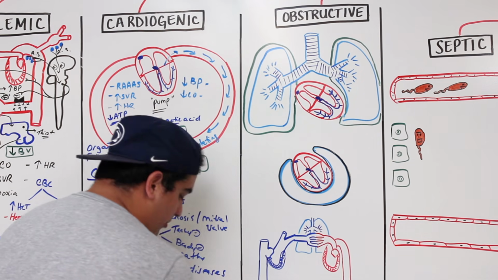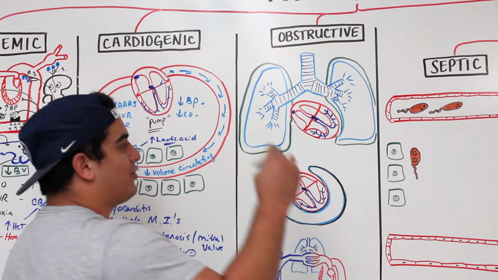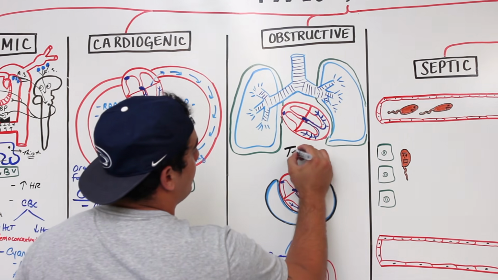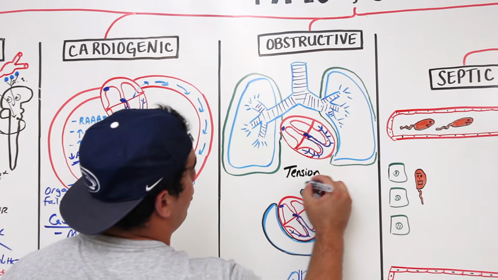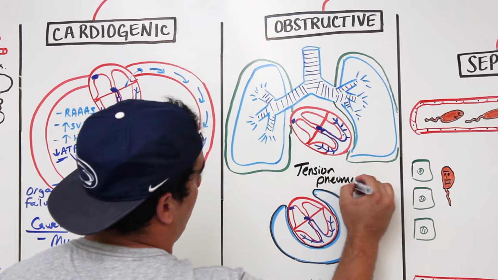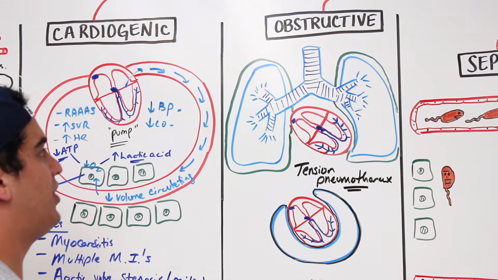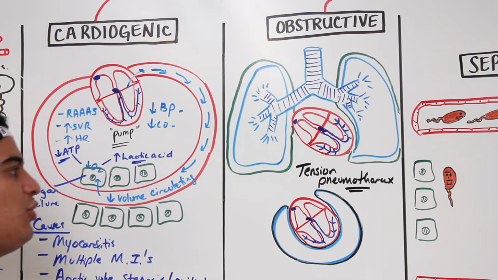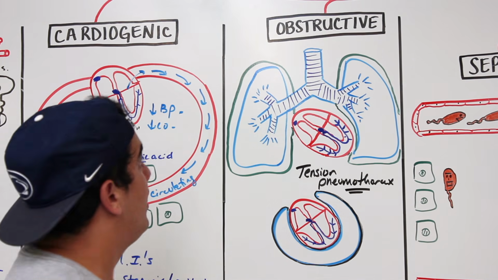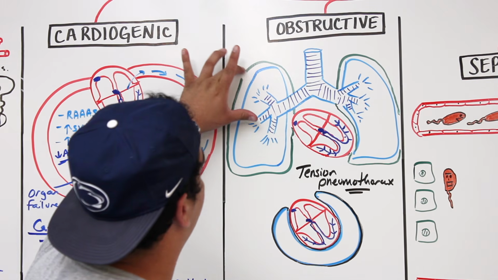If you watch TV, you probably hear it a lot, like on certain medical shows, right? But a big one here is tension pneumothorax. We're not going to go into super detail on this, but just to make it simple, it's some type of situation in which let's say that there's a stab wound.